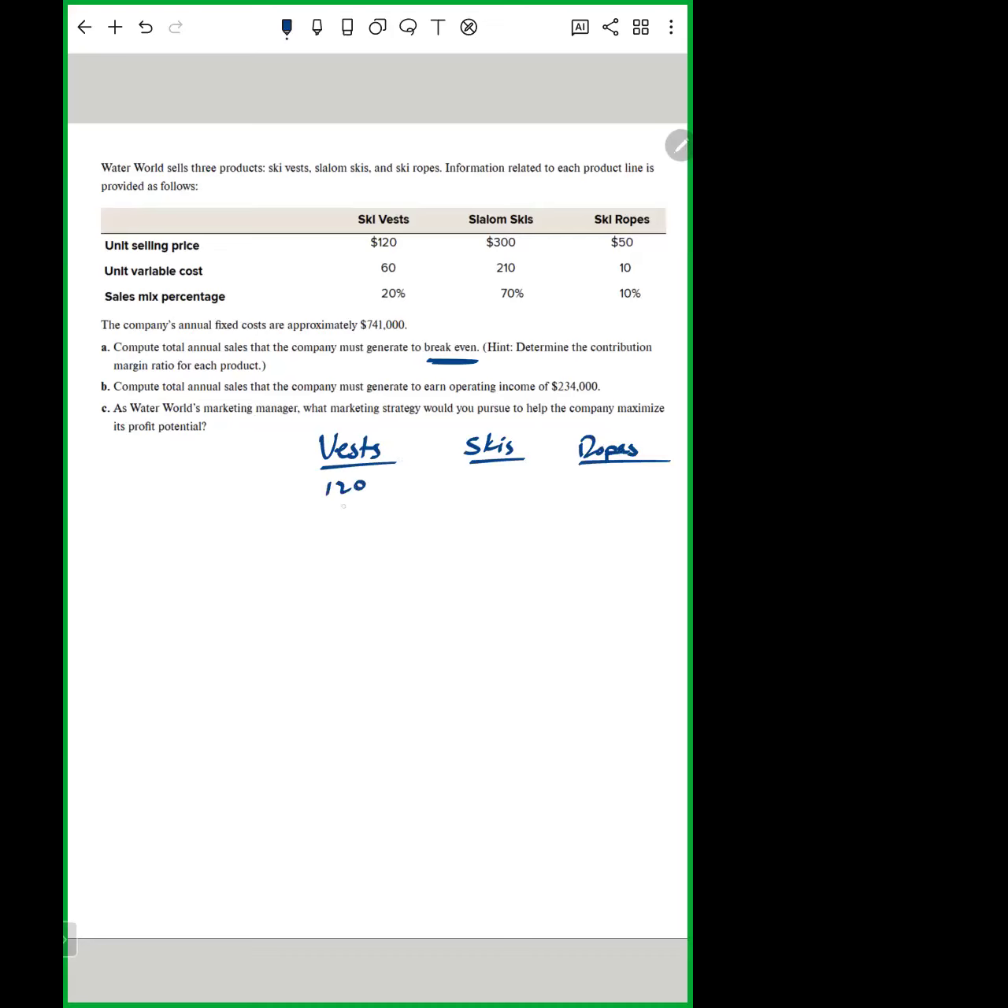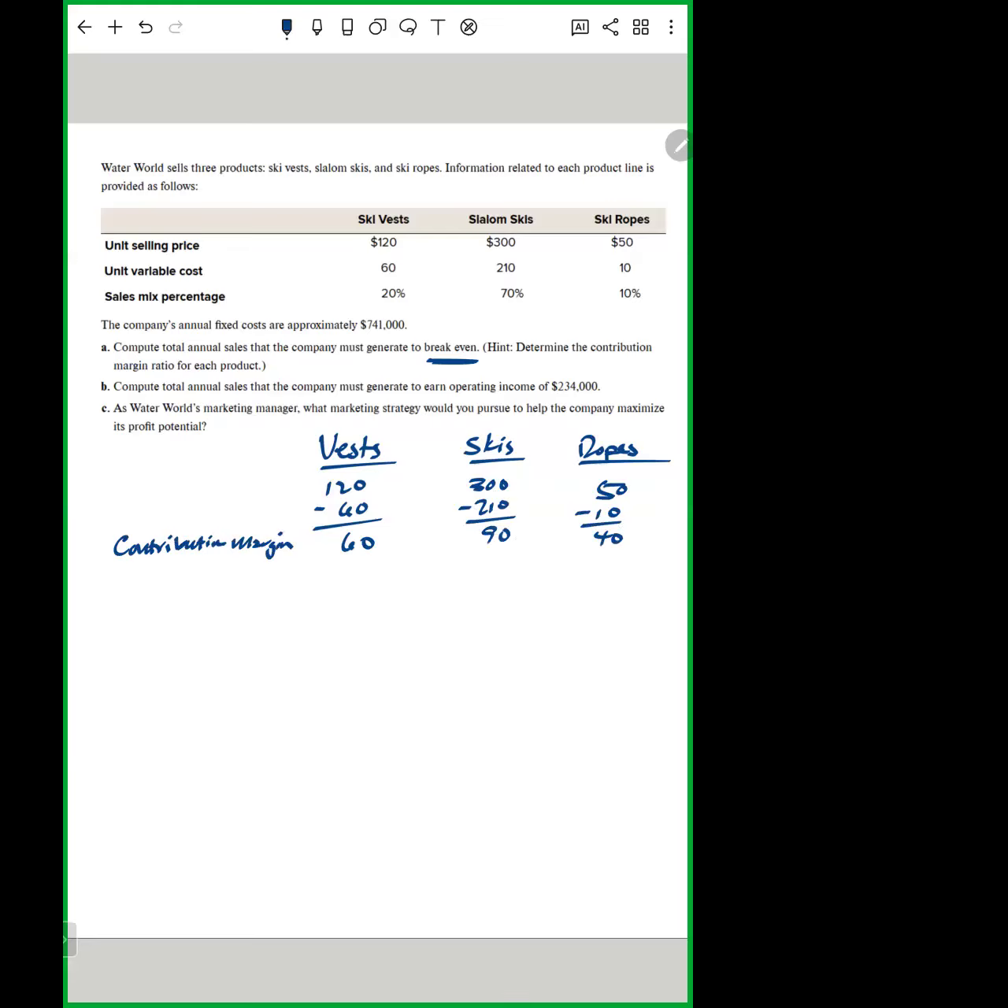So we have 120 minus 60, which gives us 60. We have 300 minus the 210, which gives us 90. And we have 50 minus the 10, which gives us 40. So this is contribution margin.